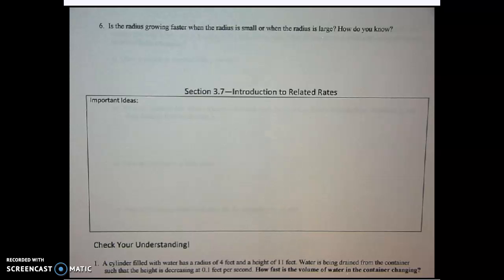So is the radius growing faster when the radius is small or when the radius is large? And how do you know? So again, I'd like you to pause the video and look at your equation from the previous page, maybe manipulate it a little bit, and see if you can make a conjecture on this.